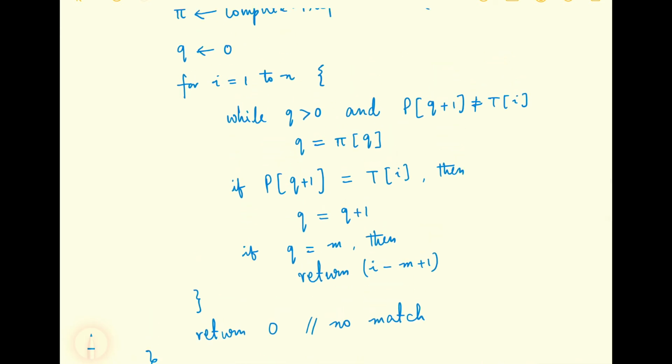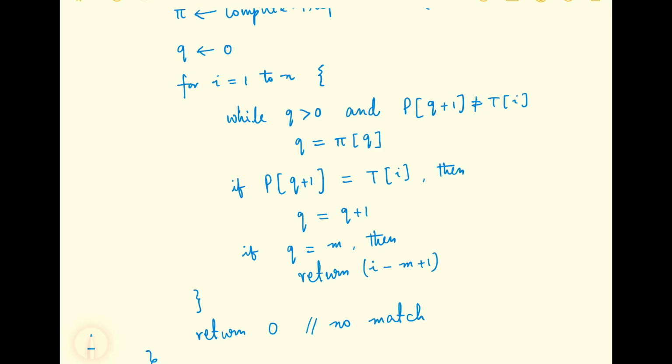Okay, so it is not at all clear why this takes order n time. On the contrary, it looks like the for loop runs for order n times, but this while loop can run for order m time. But we will show the total number of iterations that this while loop runs across the entire algorithm.